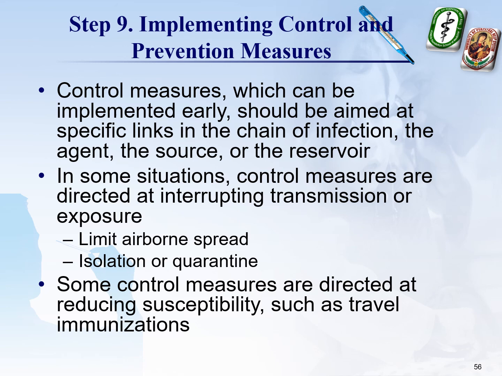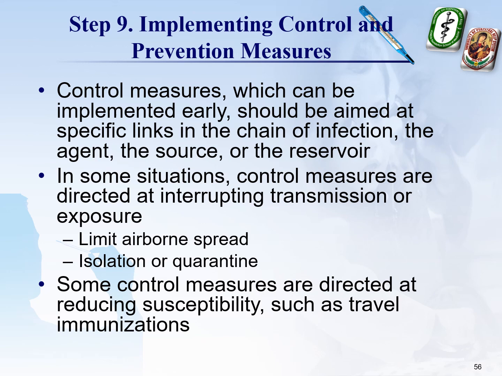In other situations, direct control measures might be directed at interrupting transmission or exposure, for example, to limit the airborne spread of an infectious agent among residents of a nursing home. The method of cohorting could be used by putting infected people together in a separate area to prevent exposure to others. People worried about reducing their risk of acquiring Lyme disease are instructed to avoid wooded areas or to wear insect repellent and protective clothing.